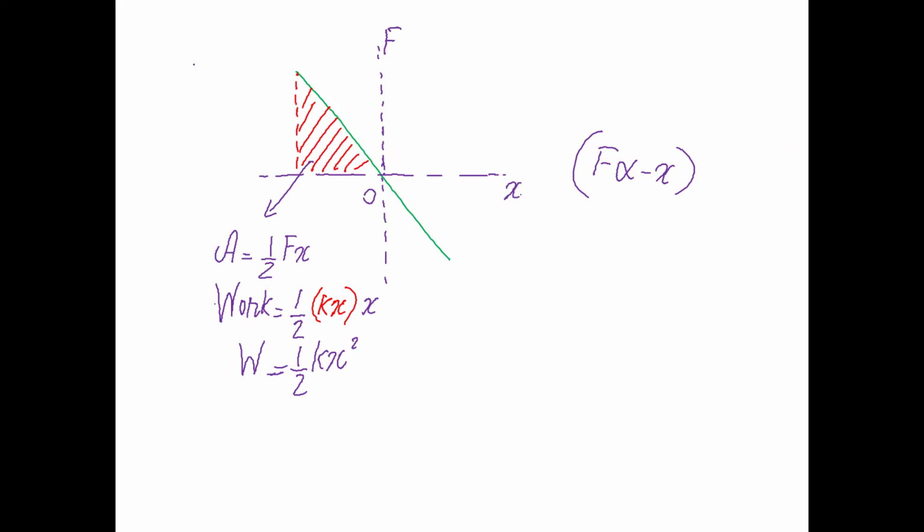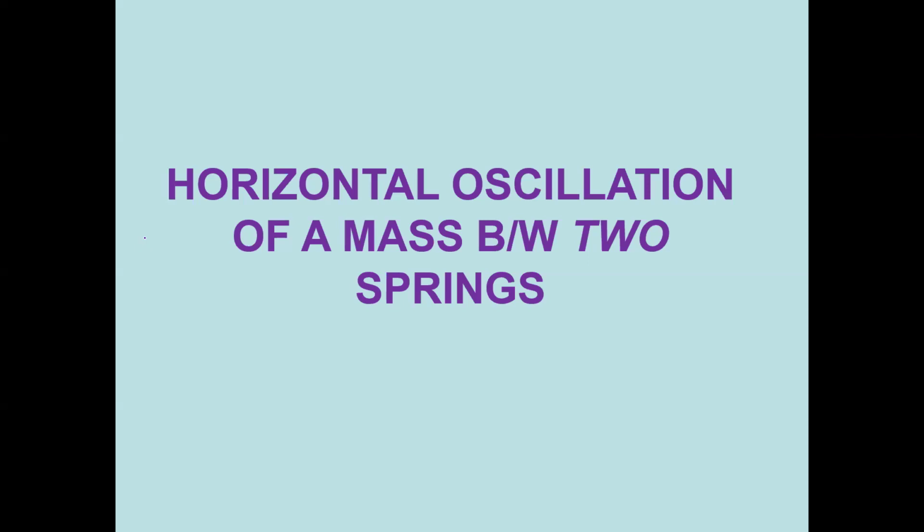Now area, look at here. Area shows the work done. So work done is equal to half kx square. A is proportional to minus x.